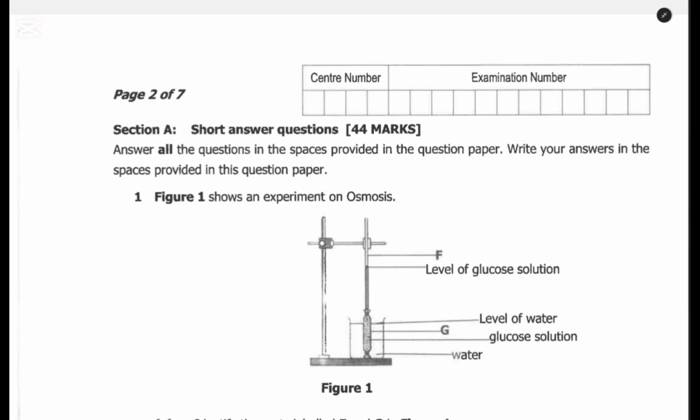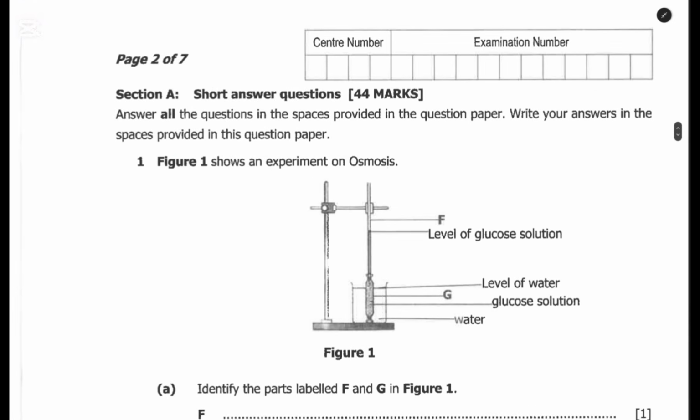We are going to start with section A, and afterward we are going to have a part 2 for section B. All the questions, we are going to answer them. So let us have a look at maybe just the instructions also. This section is 44 marks; you earn 44 marks if you answer all the questions correctly. And of course, like I said, you need to write in the spaces provided. And here is the first question.